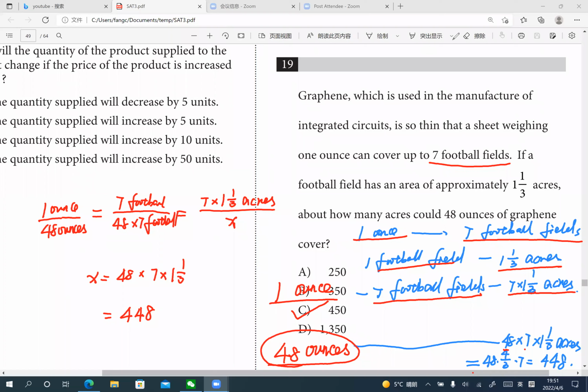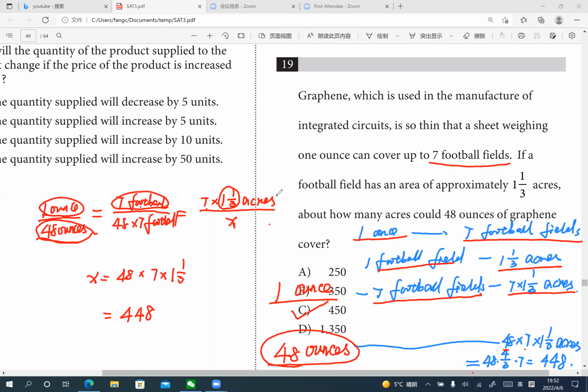Question 19, we can use proportion to find the number of acres 48 ounces of graphene cover. So if we write in proportion, 1 ounce covers 7 football fields, and 1 football field is 1 and 1/3 acres. So 7 football fields is 7 times 1 and 1/3 acres. And so 48 ounces should cover X acres.